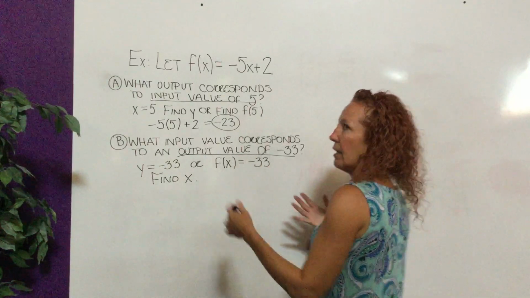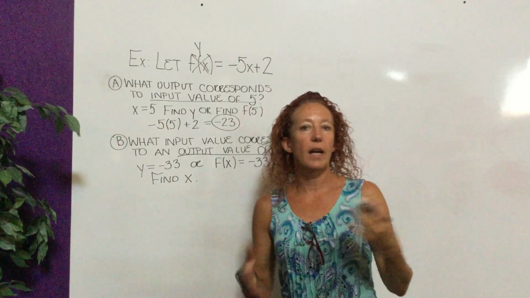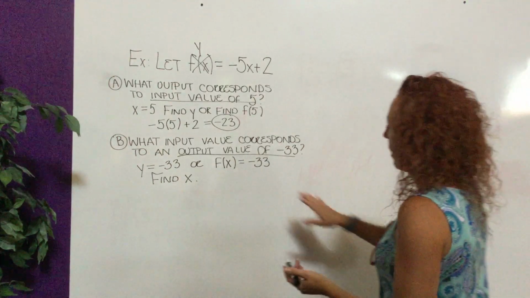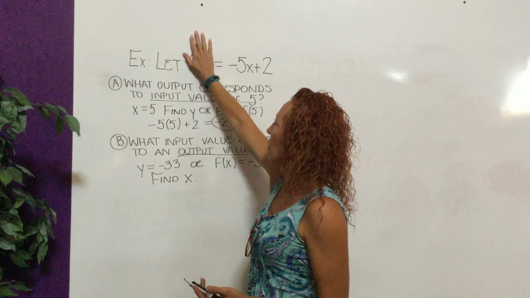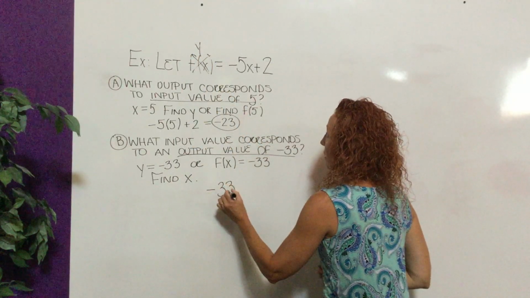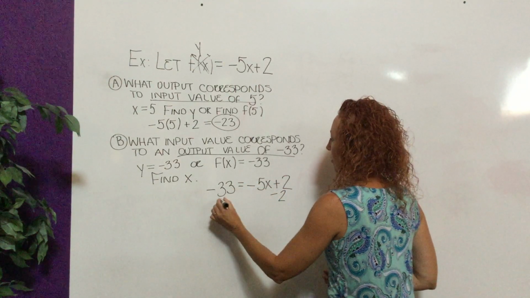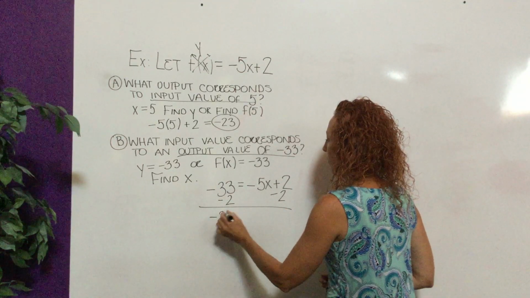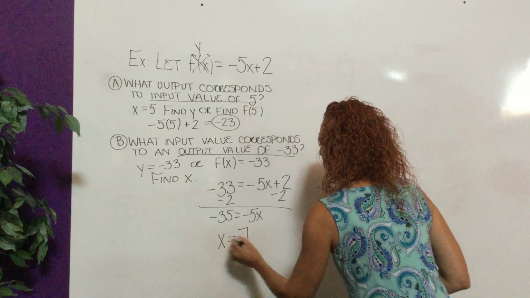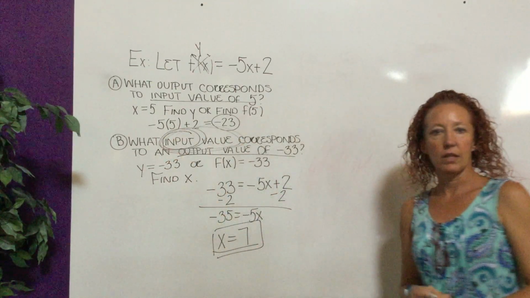So some of us have been kind of conditioned to think of this not as a function, cross it out, and think of it as y. I know that's a strategy that sometimes high school teachers will use. In any event, you're replacing all of this with that negative 33. So negative 33 equals negative 5x plus 2. Subtract the 2 over. So negative 35 equals negative 5x. Divide, and x is positive 7. So the input value is 7.